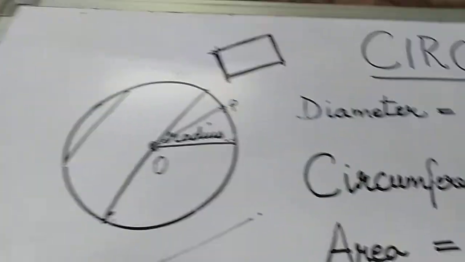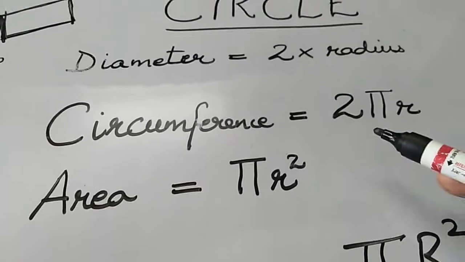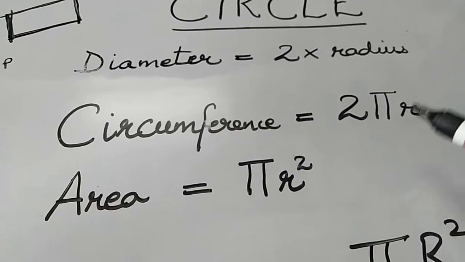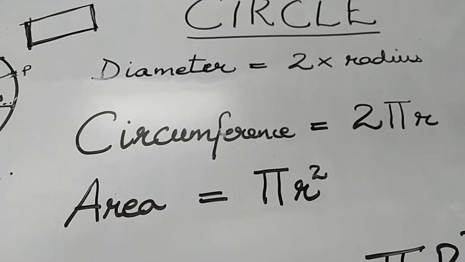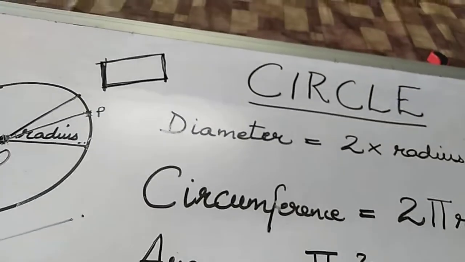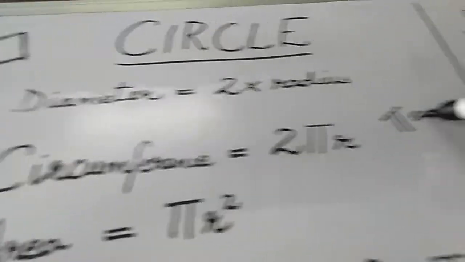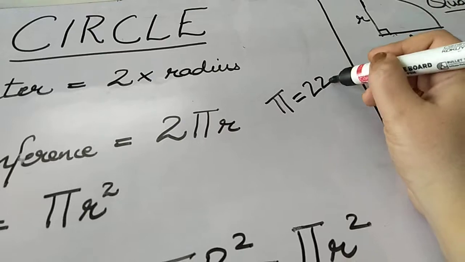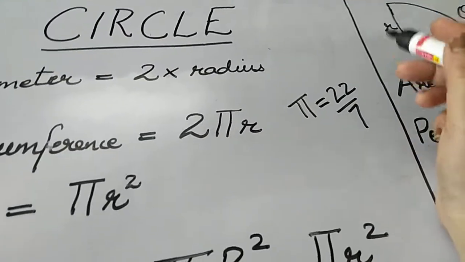I will not straight away give you this formula, children. You must be thinking, from where is this formula coming? Why is circumference equal to 2 pi r? Coming to this, what is pi first? Pi is a constant, and its value is 22 upon 7. Now I'll tell you the story about how it came.